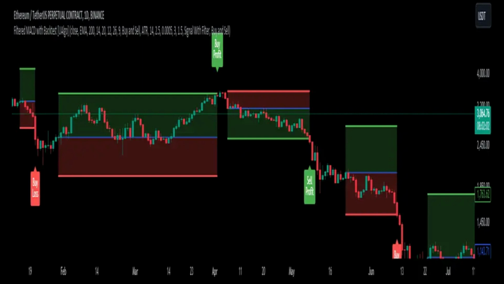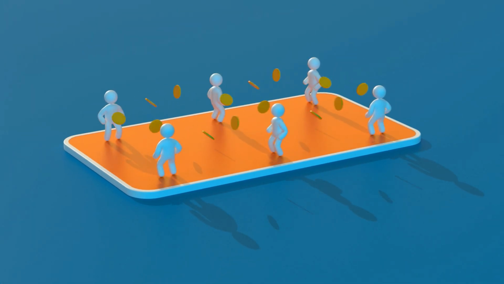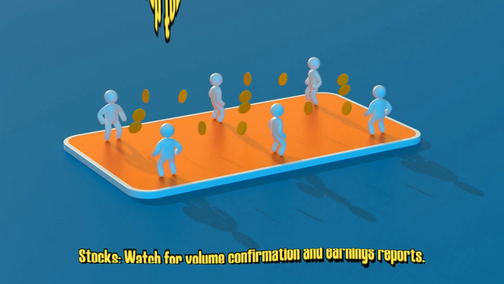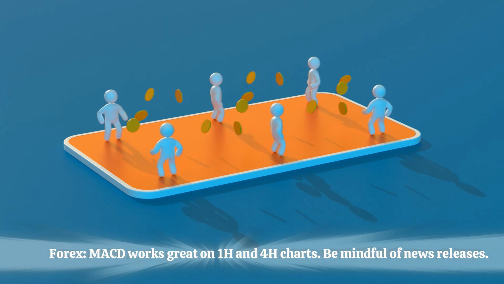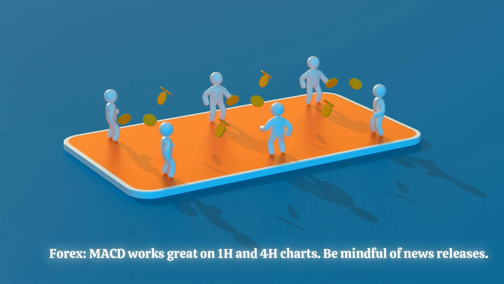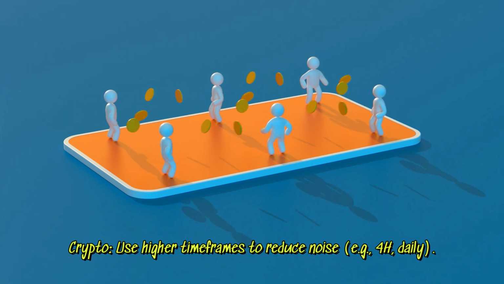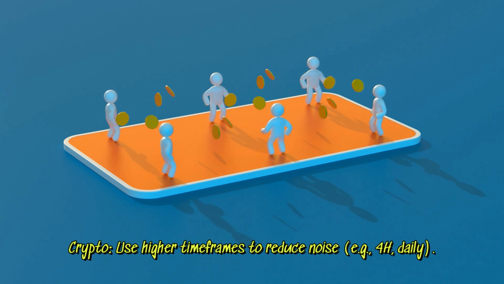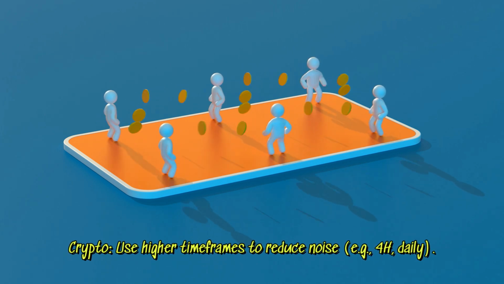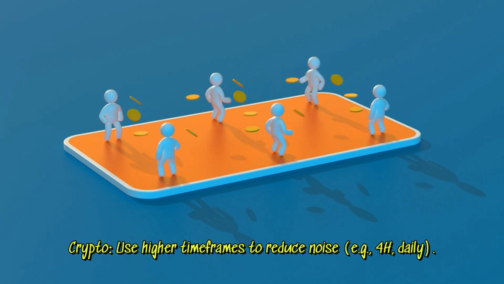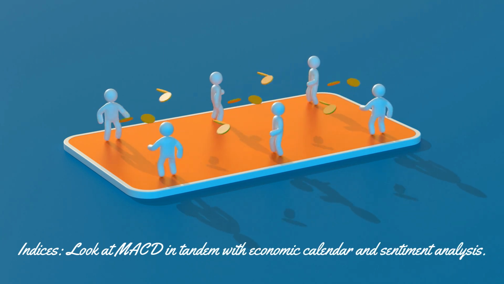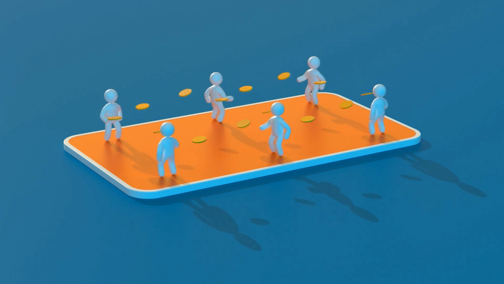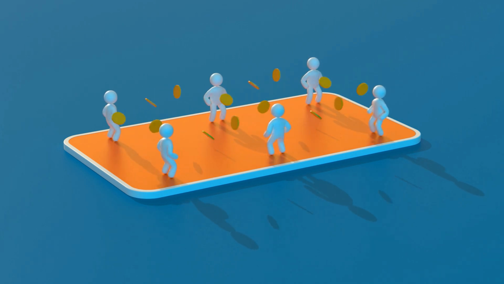entry and exit rules. MACD can be used across different asset classes, but the strategy should be slightly adapted. Stocks: watch for volume confirmation and earnings reports. Forex: MACD works great on 1H and 4H charts. Be mindful of news releases. Crypto: use higher time frames to reduce noise, e.g. 4H or daily. Indices: look at MACD in tandem with economic calendar and sentiment analysis. Important: adjust your risk management depending on the asset's volatility.